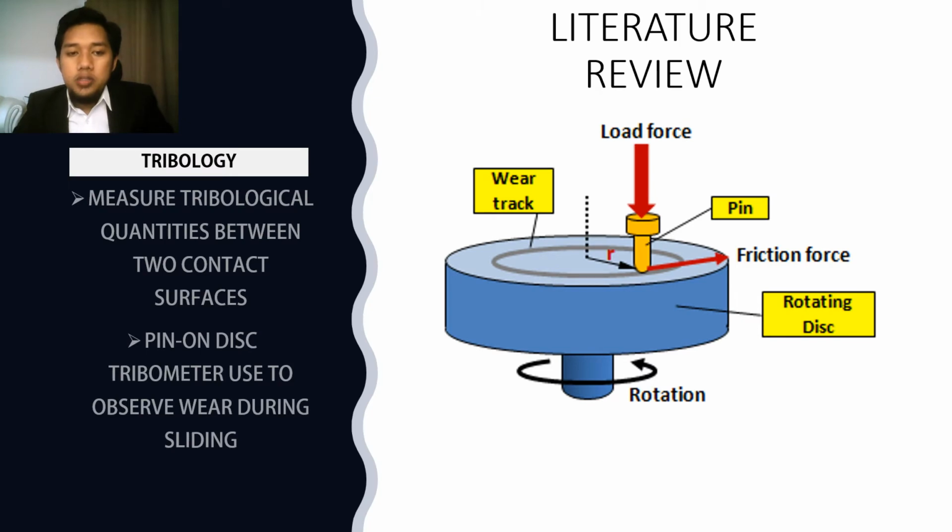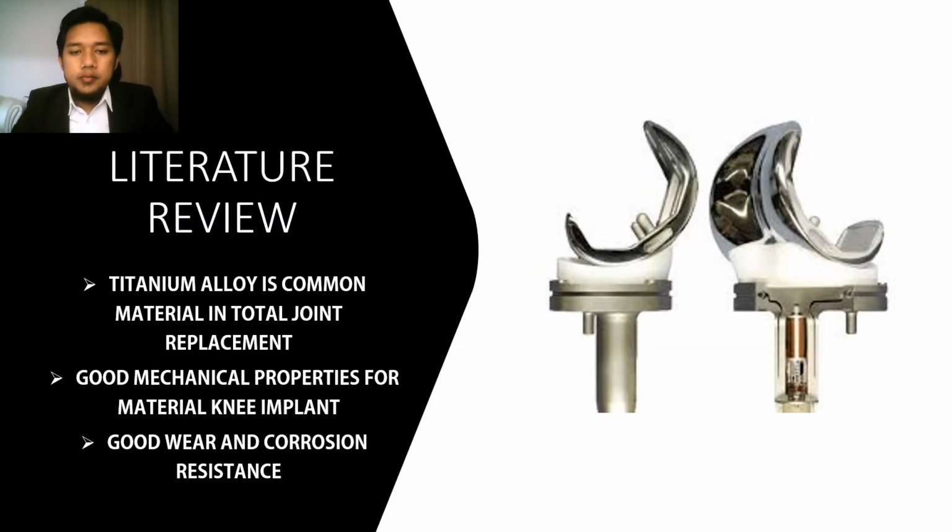Tribology. Tribology measures tribological quantities between two contact surfaces. A pin-on-disc tribometer is used to observe wear during sliding. Basically, for our project, we use ANSYS software to simulate the pin-on-disc rotation. So we can apply the material to the pin or to the disc to simulate our pin-on-disc.